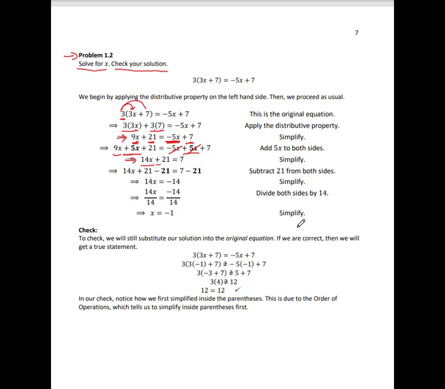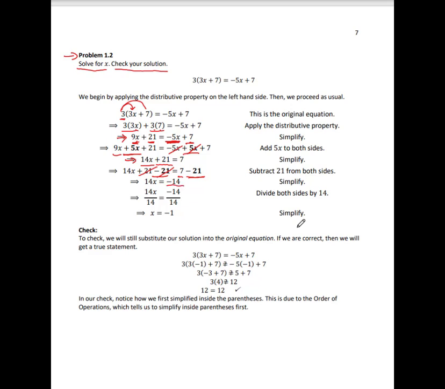Next we're going to move the 21. We have a positive 21. The opposite operation of addition is subtraction, so we are going to be subtracting 21 from both sides of the equation. On the left, the 21s will cancel. So we get 14x is equal to 7 minus 21, which is negative 14.